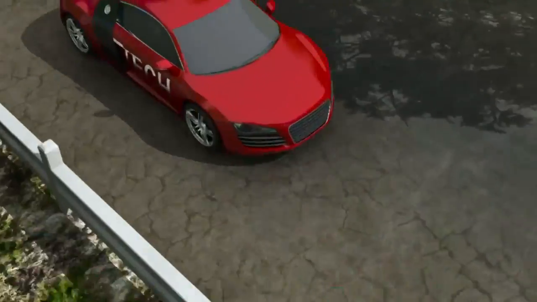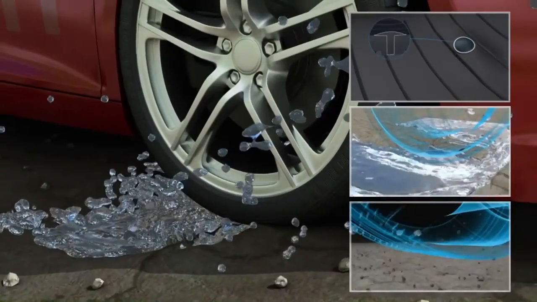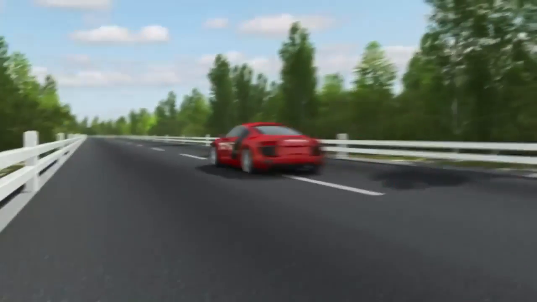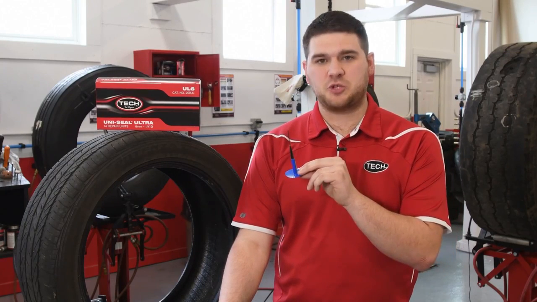Tech Uni-Seal Ultras will defend against all weather and road conditions, giving you a safe, reliable, and long-lasting repair. So with your next flat, trust the safe and reliable Uni-Seal Ultra.